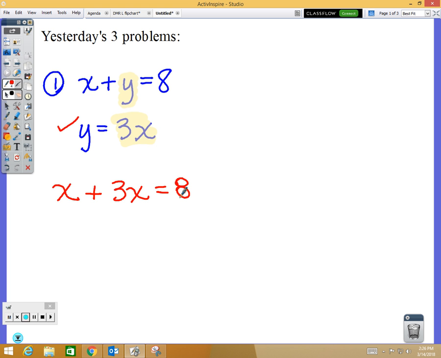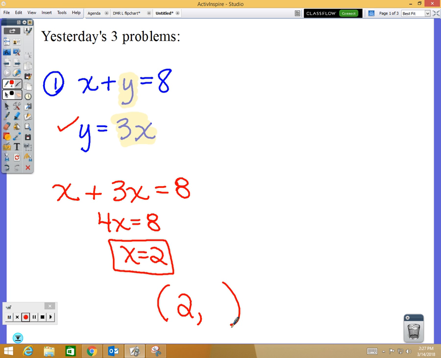And now I'm going to solve for x. So the first part of solving for x would be combining these like terms to give me 4x equals 8, which means x equals 2. So that is my x value in my ordered pair, 2.